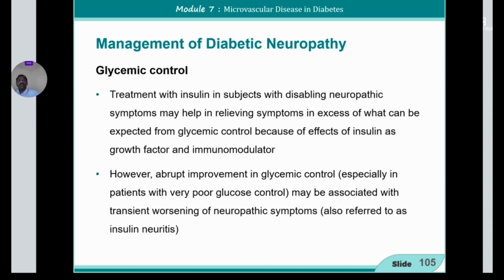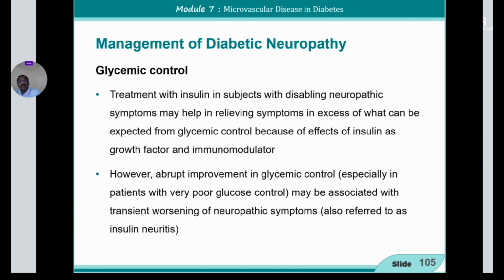Glycemic control treatment with insulin in subjects with disabling neuropathic symptoms may help in relieving the symptoms in excess of what can be expected from glycemic control, because of the effects of insulin as a growth factor and immunomodulator. So when the patient's blood sugars are beyond your targets, definitely insulin will help you in reducing the blood sugars very effectively. Not only that, insulin also acts as a growth factor and immunomodulator. But sometimes insulin may cause neuritis also. That we consider as insulin neuritis.